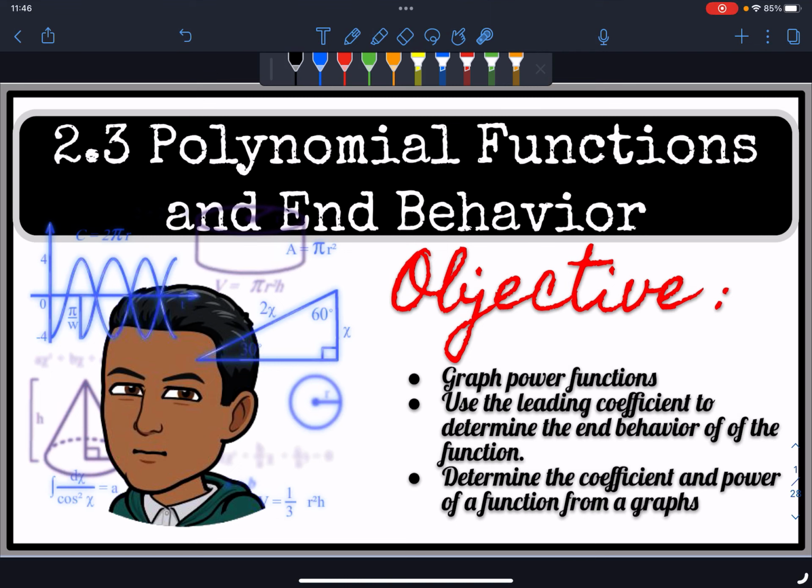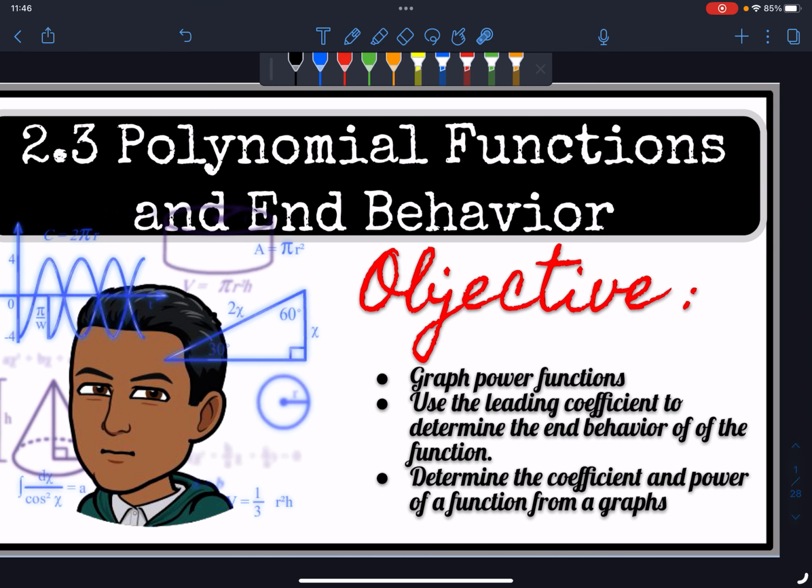In lesson 2.3, polynomial functions and end behavior, you will learn in this lesson how to graph a power function, how to use the leading coefficient to determine the end behaviors of a polynomial function, not just any function, but a polynomial function, and also determine the coefficient and power of a polynomial from a graph. So let's begin by first going over what a power function is.